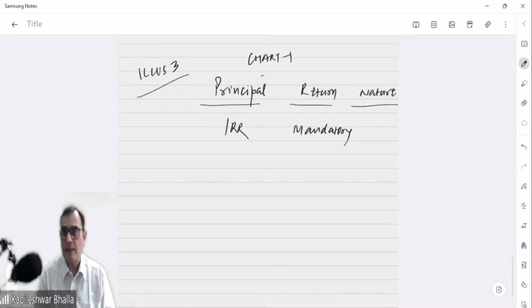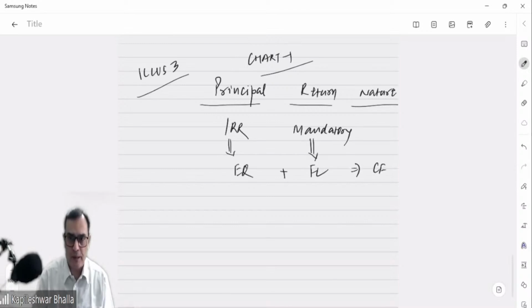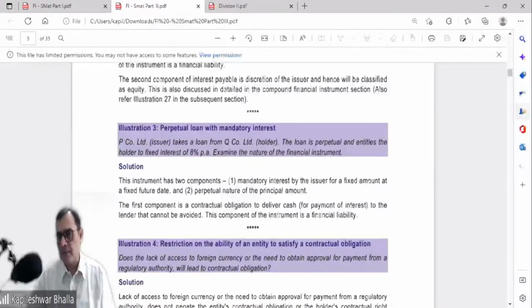So at the end of the day, do correlate the illustrations related to chart 1, chart 2, and chart 3. Okay, so when I say it is irredeemable in nature, that makes it an equity component. And the moment you say it's mandatory in nature, that makes it a financial liability component. So equity plus a financial liability is going to make it a compound financial instrument in this case. Great. So that is illustration number 3.